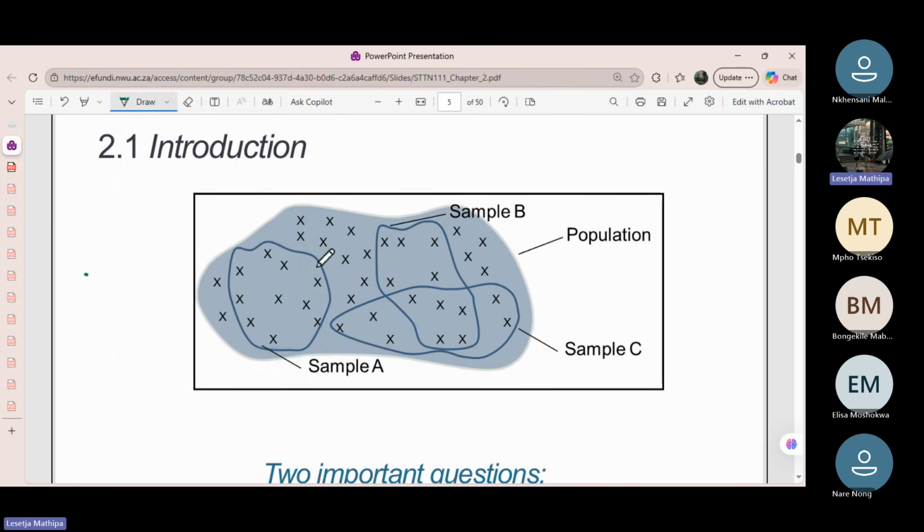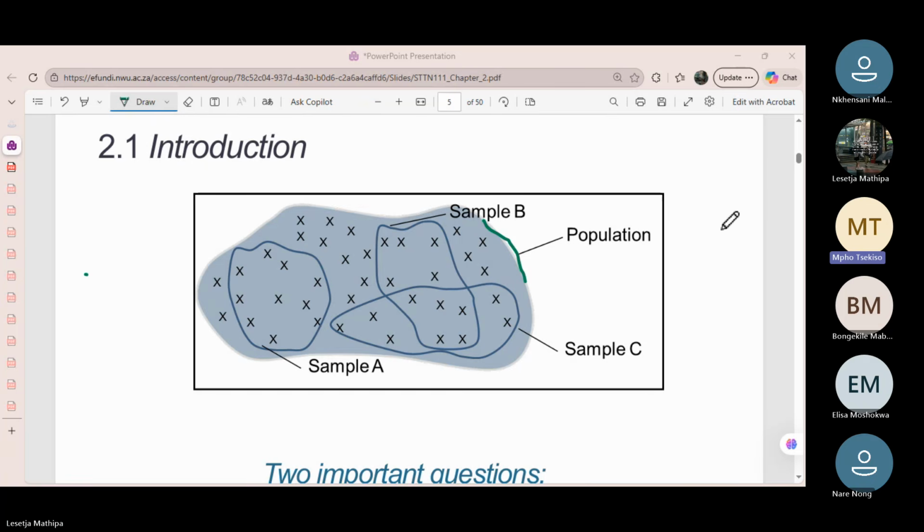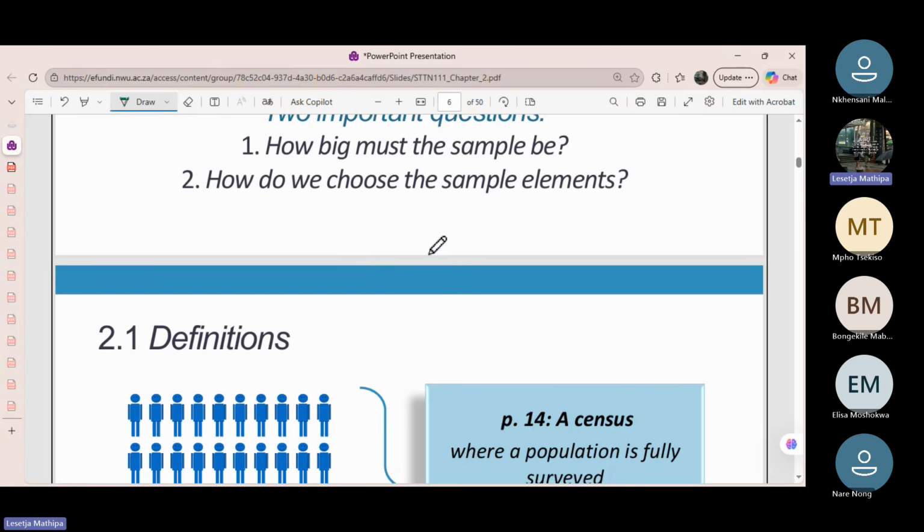When you look at this scenario here, you can see that we have a population. This is our whole population. Out of this population, we take out the sample size. Maybe we can take 3 sample sizes or 4, but here we only have 3 sample sizes, which is sample A, sample B, sample C. I hope you can all see that. Can all see? Yes. Okay, great.